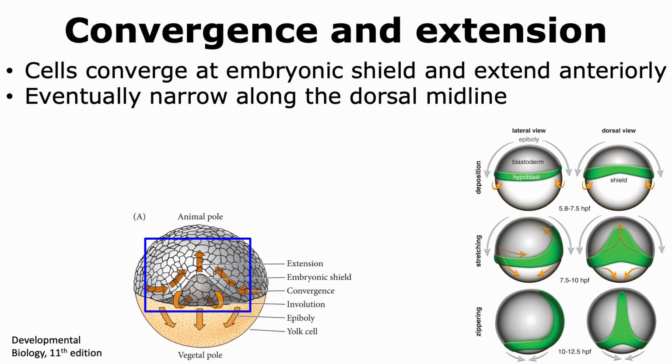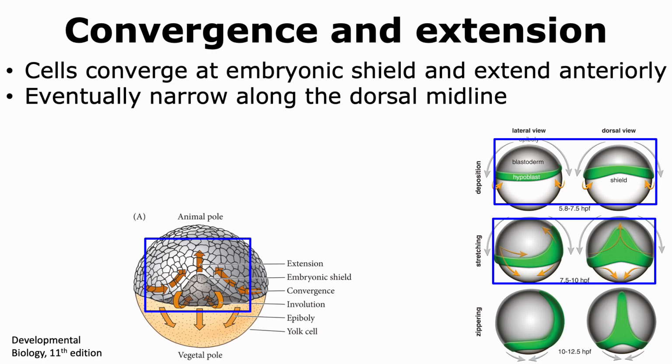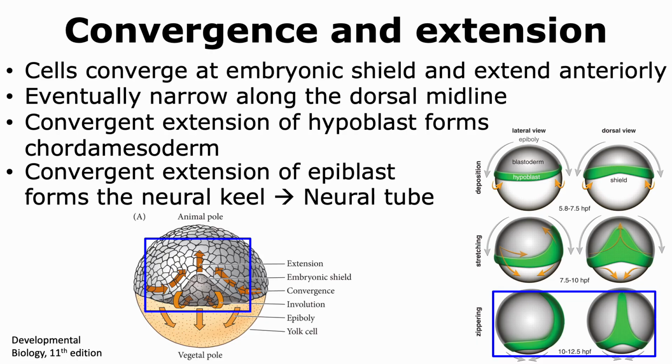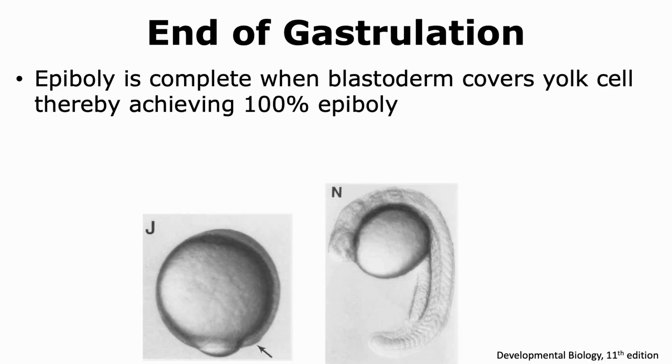Eventually, this strip will narrow down along the dorsal line, and that is what is shown here, where you have the shield structure, and if we follow what is happening with that shield structure, we can see it's starting to move upwards, and it finally forms a narrow strip along the dorsal midline. The convergent extension of the hypoblast forms what's called the chorda mesoderm. The convergent extension of the epiblast forms the neural keel, which will eventually develop into the neural tube. All these processes are happening during gastrulation.